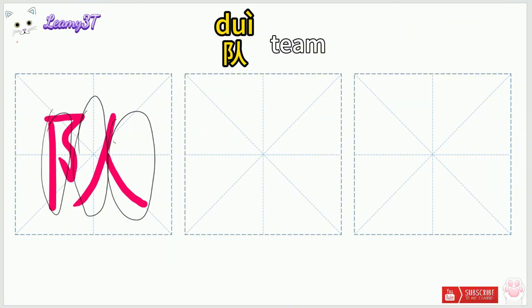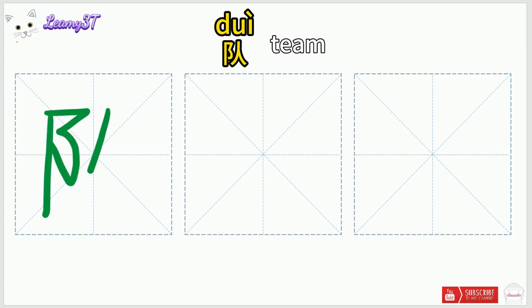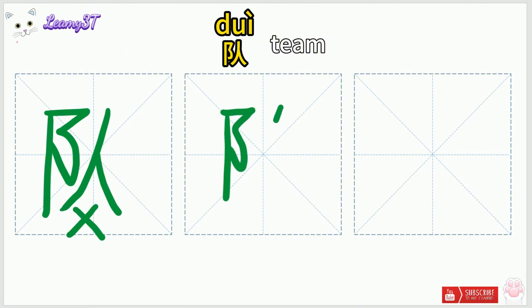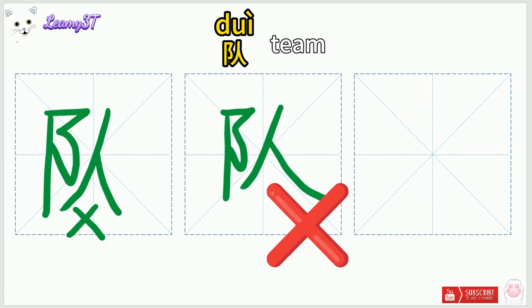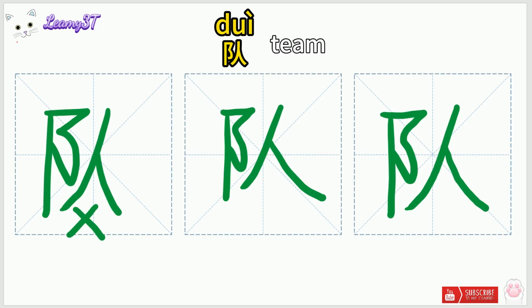When we write this character, if your left side is too big, but right side is too thin, it doesn't look good. Or if you do the opposite way, it still doesn't look very good. So make sure you practice and you focus on the balance. And this one is much better.